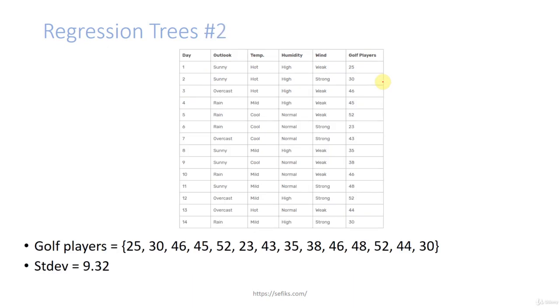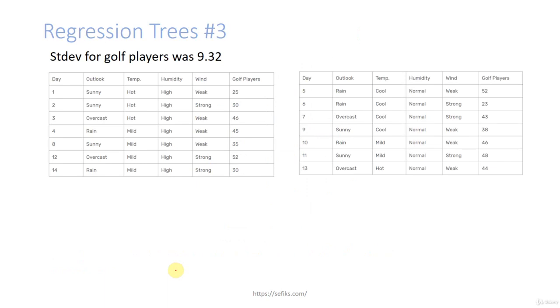First of all, we are going to calculate the standard deviation for the target column. It's 9.32. Then we are going to separate the data set into subclasses. For example, the first data set only has high humidity and the second data set only has normal humidity instances.